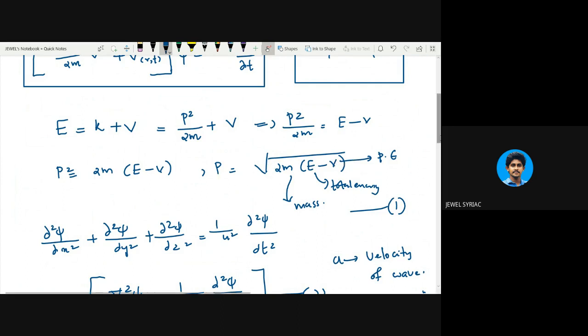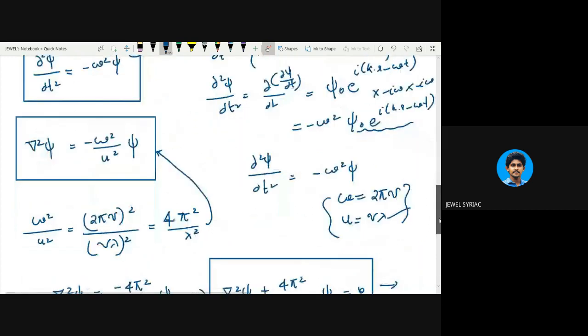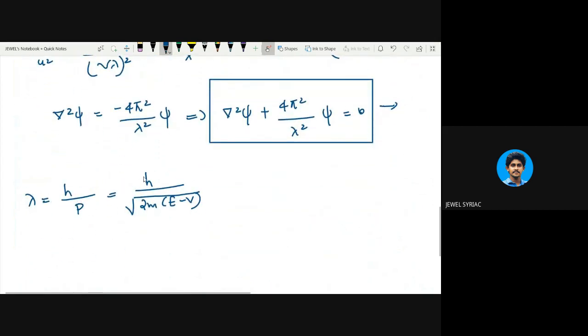So substituting equation 1 in our de Broglie's wave concept, we can write that lambda is equal to h by p, or lambda is equal to h by root 2m into E minus V. Or we can write lambda square equal to h square by 2m into E minus V. That is, we just need to square this whole equation. That means lambda square is equal to h square by 2m into E minus V. Okay, now we substitute this expression for lambda square in our wave function that we have derived.